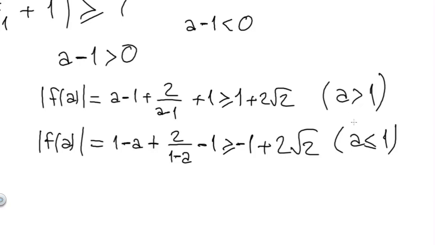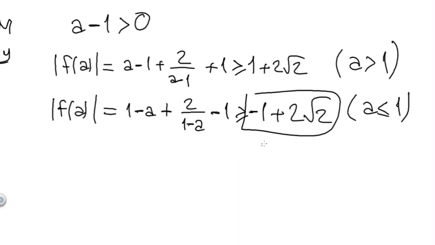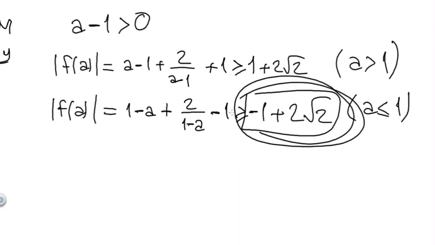So what did I find? Actually, I'm almost done here, because I found that for some a bigger than 1, this is going to be true, and for some a less than 1, this is going to be true. And of course, this thing is just less than this thing, right? Because it's just minus. There's 2 difference here, and so I'm going to see if I can achieve this value.